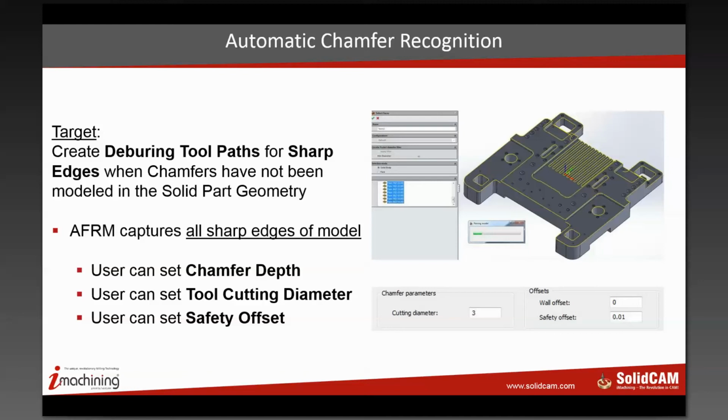If we were to set up profile operations, we would wind up spending quite a bit of time deciding where to cut, how deep to cut, what diameter of the tool to cut, and so forth. So what this product does is this actually goes out, finds all of those sharp corners, and then the user has control over the chamfer depth, what diameter of the tool we want to use, and the safety offset. What's the safety offset? Sid, tell us a little bit about the safety offset.